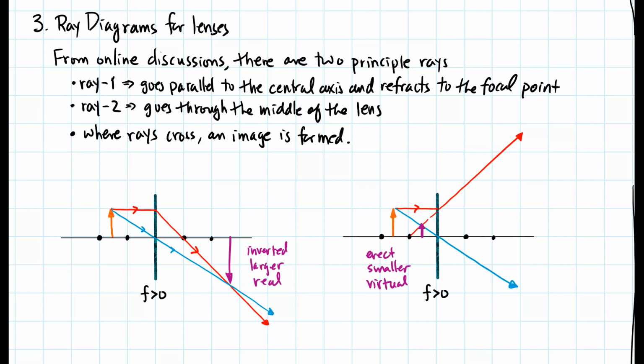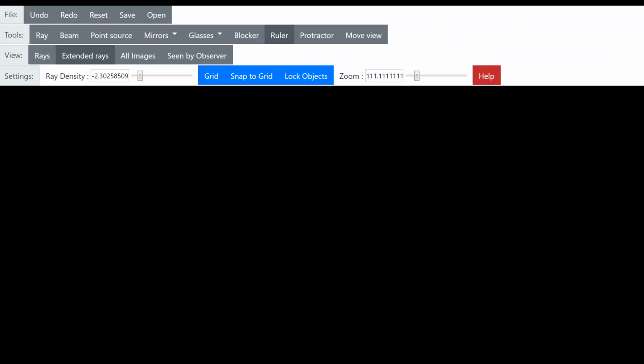A big part of today's lab is actually being able to recreate these rays. So let's go to the ray optics simulation to show you how I can set that up. So here I am in the ray optics simulator, and I want to generate the primary or principal rays, ray 1 and ray 2, to form images. So how do I do it here? So first thing that I would do is I would set up a grid system.